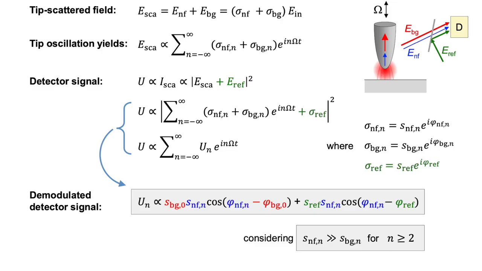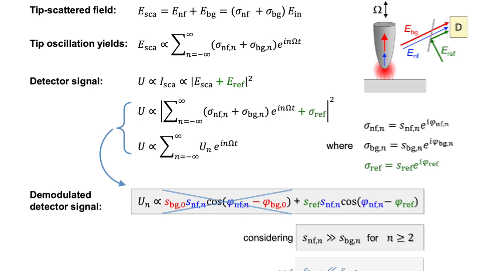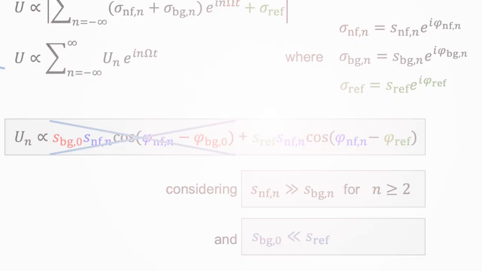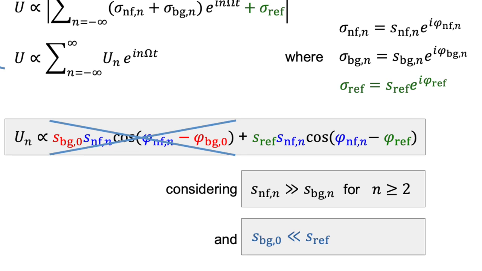Now, we are interested in the blue numbers. We want to extract out of this equation the blue numbers. So how are we doing this? Well, we try to get rid of this term here. And how can we do that? We can do that by making the reference beam much stronger than the background field.